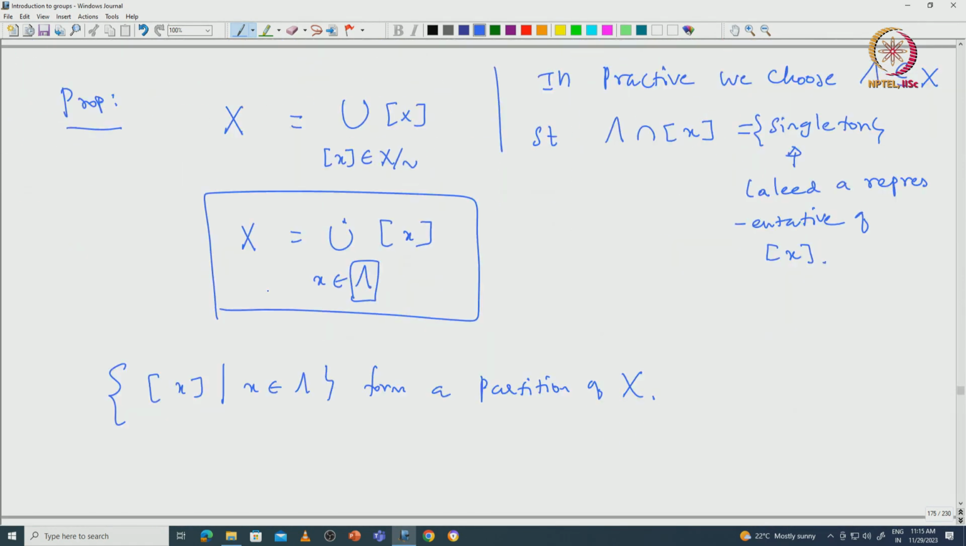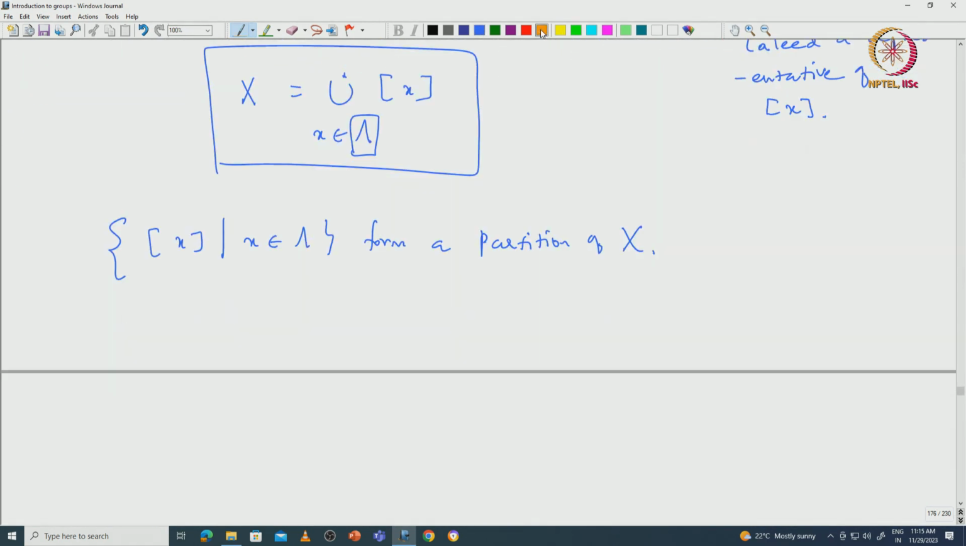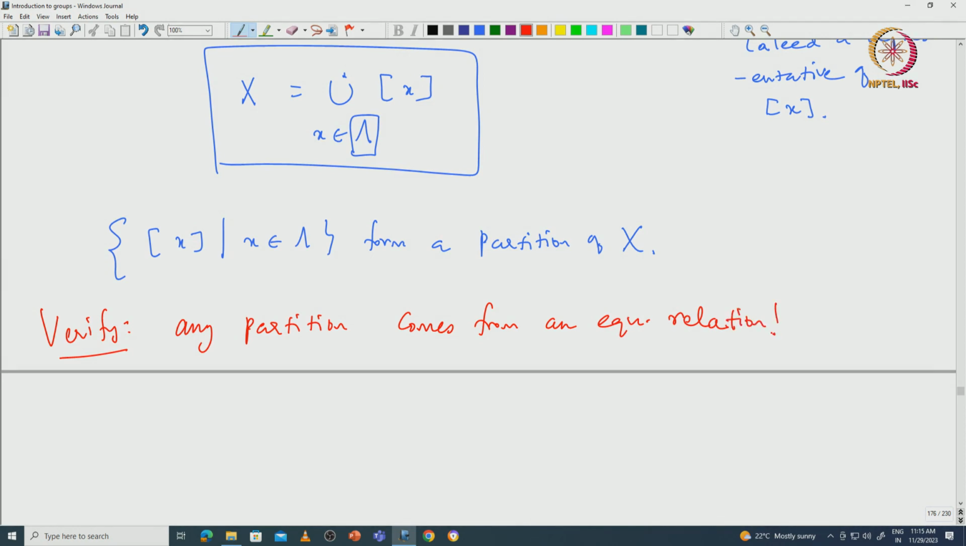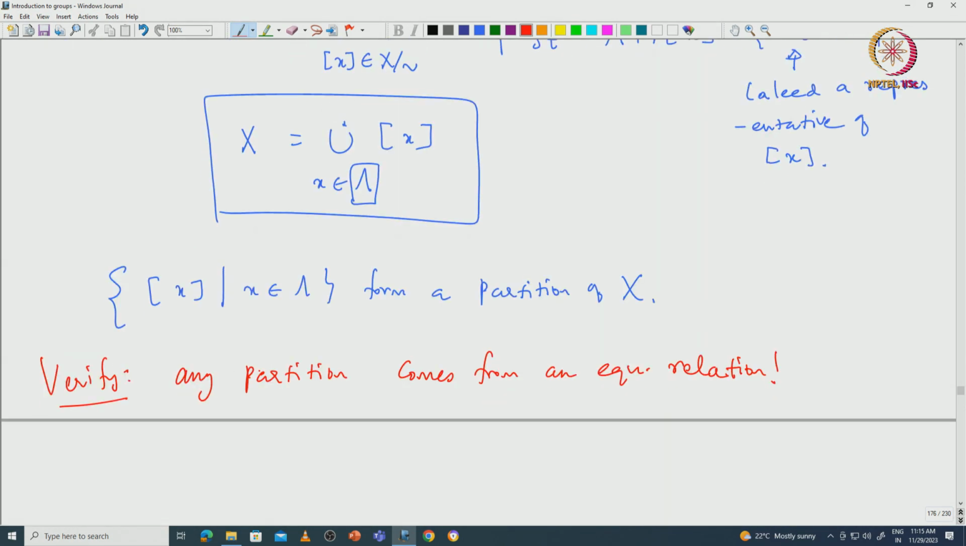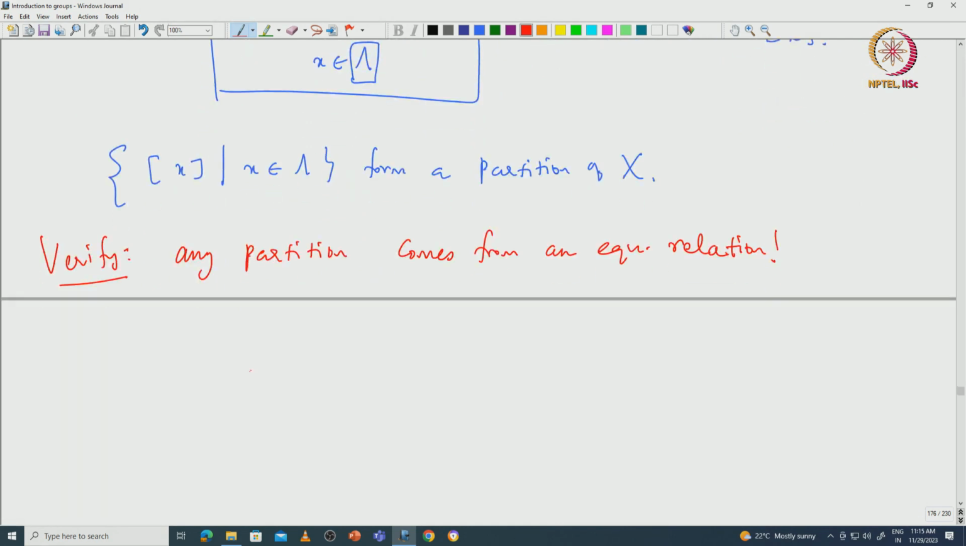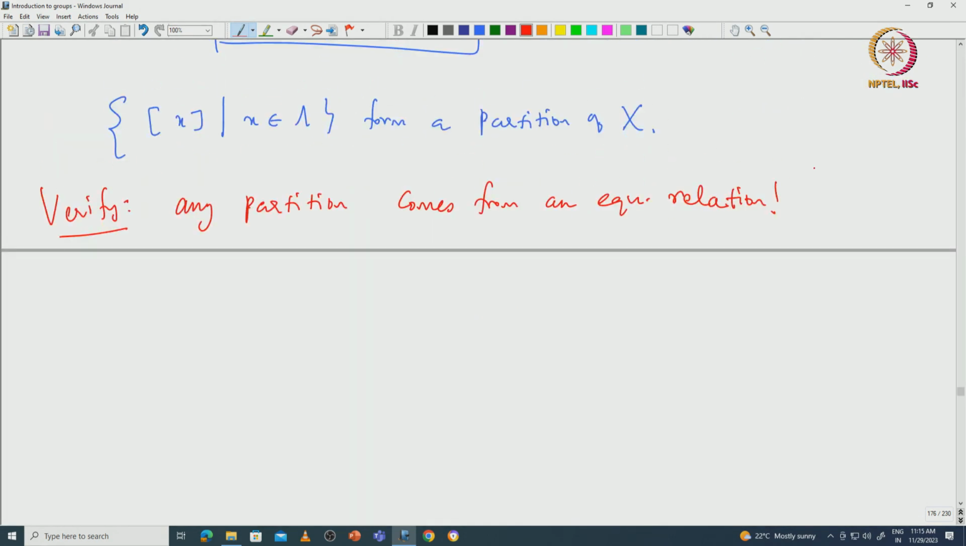Okay. So, I will leave it as an exercise. Here is the exercise: verify any partition comes from an equivalence relation. Okay. So, this is something we just verified: given an equivalence relation, how to get a partition, and we are saying that any partition indeed comes from an equivalence relation. So, with this general remark, let us get back to our cosets.